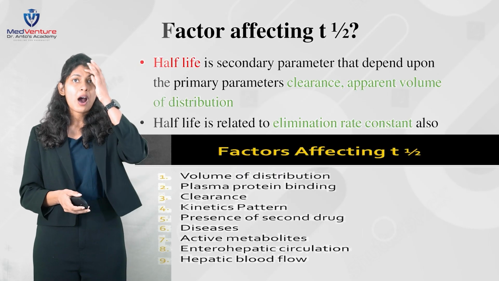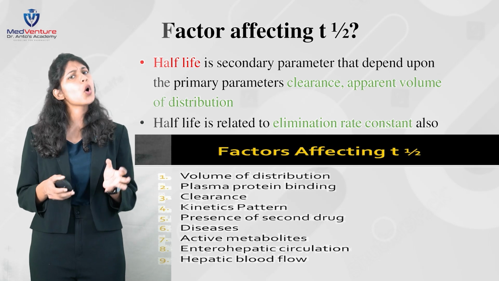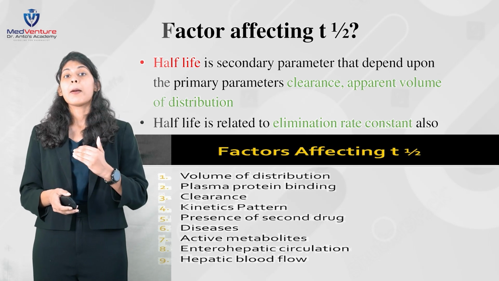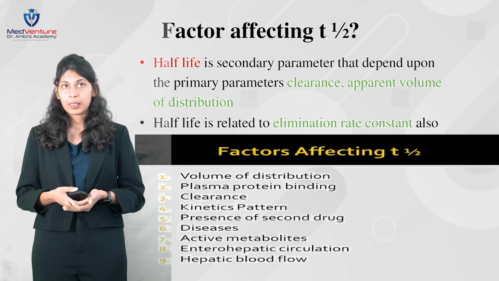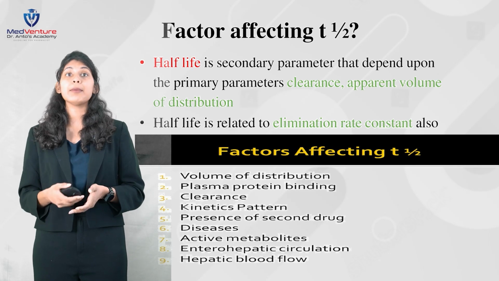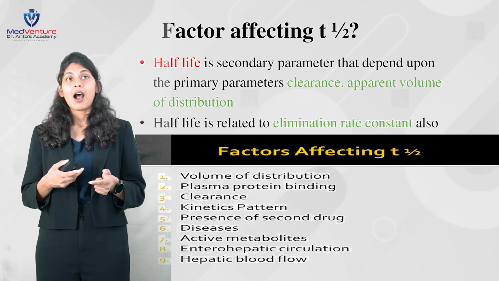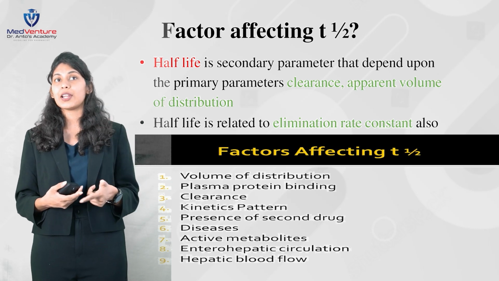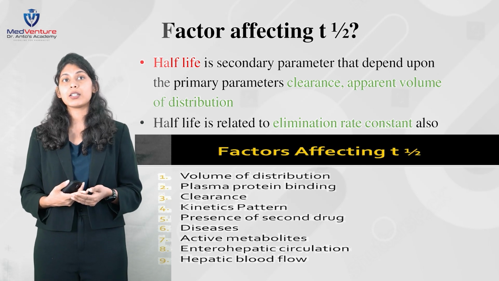Now let's look into half-life of the drugs and the factors that affect the half-life of the drug. So what is half-life? The time required for the drug to become half of its original concentration. That is half-life of the drug. Okay. So half-life is a secondary parameter that depends upon the primary parameters, which are clearance and apparent volume of distribution. Half-life is related to elimination rate constant also. So the factors that affect half-life are clearance, apparent volume of distribution, and elimination rate constant.